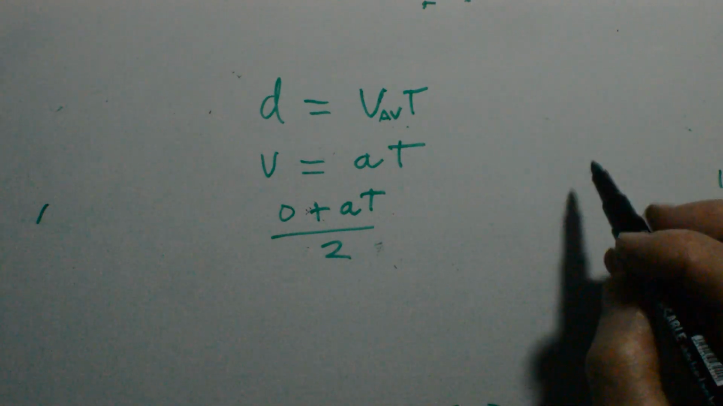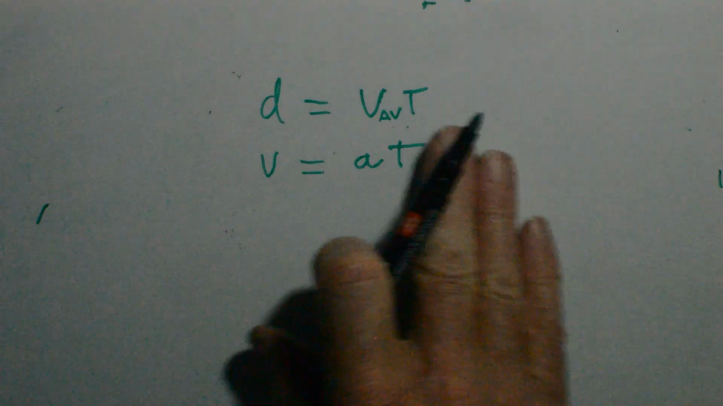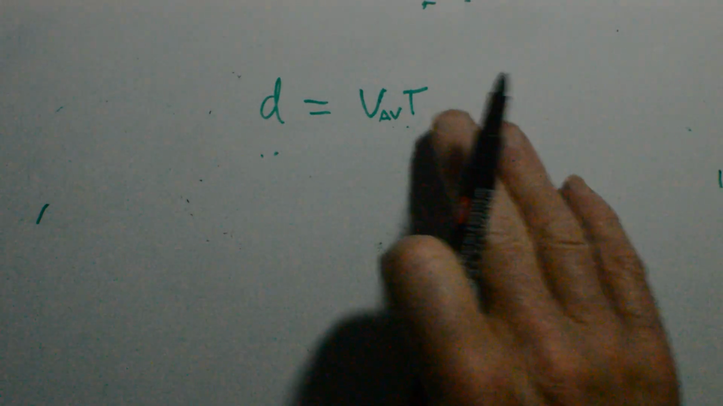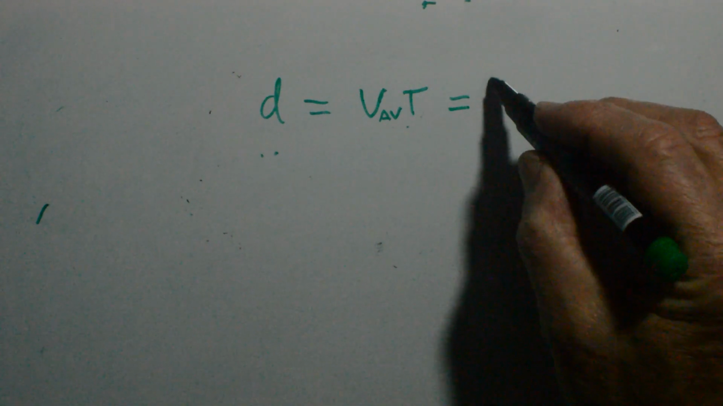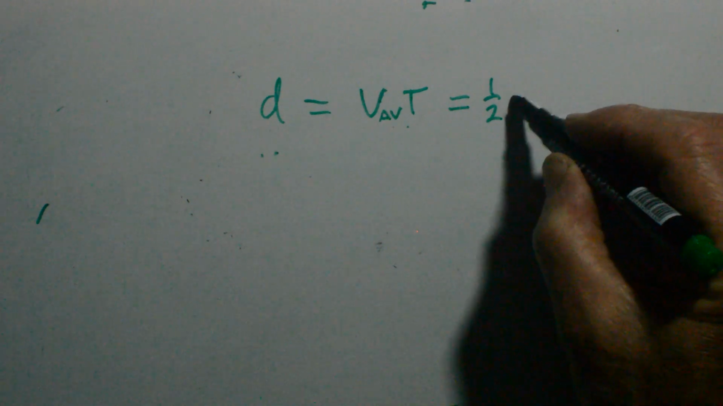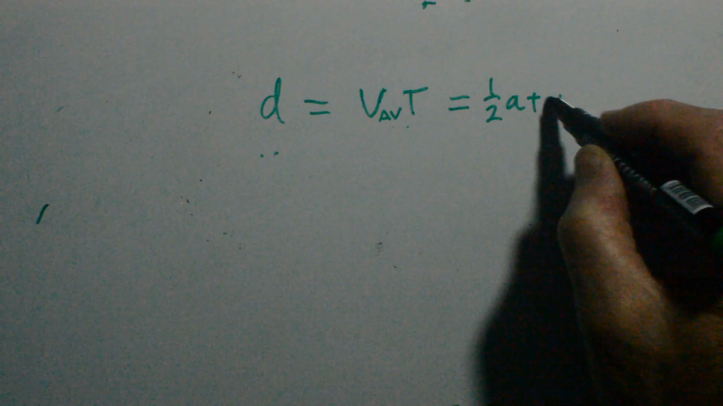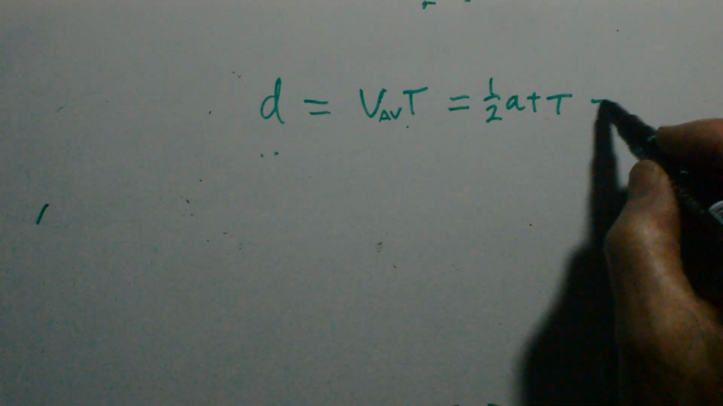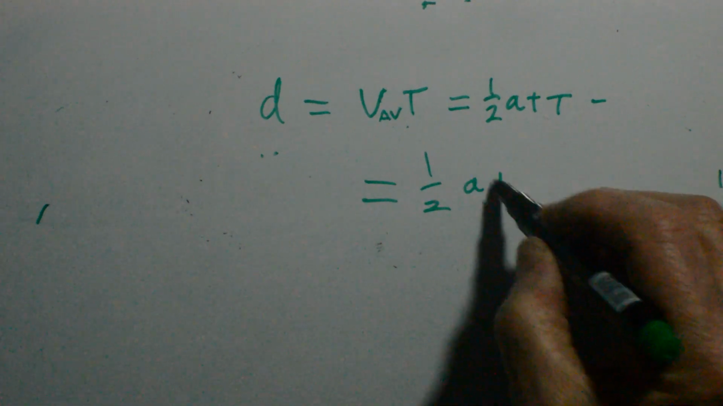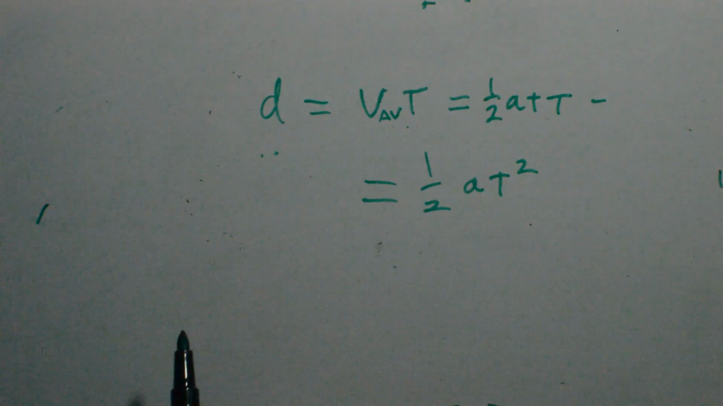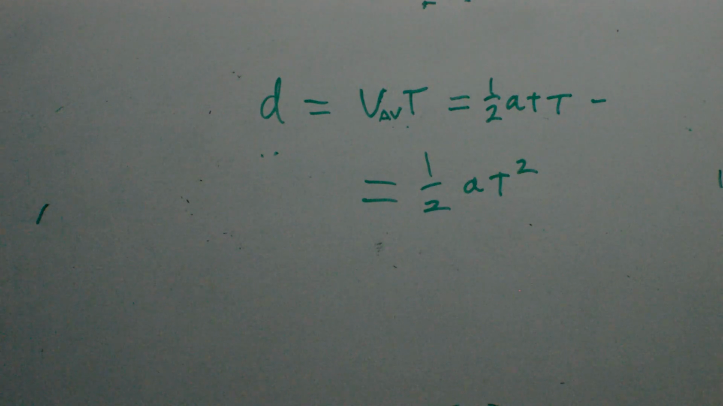Okay, and that's the velocity we want up here, v average. So now we can go d equals v average times t, equals 1/2 at times t. d equals 1/2 at squared. So we're going to use that in just a moment.